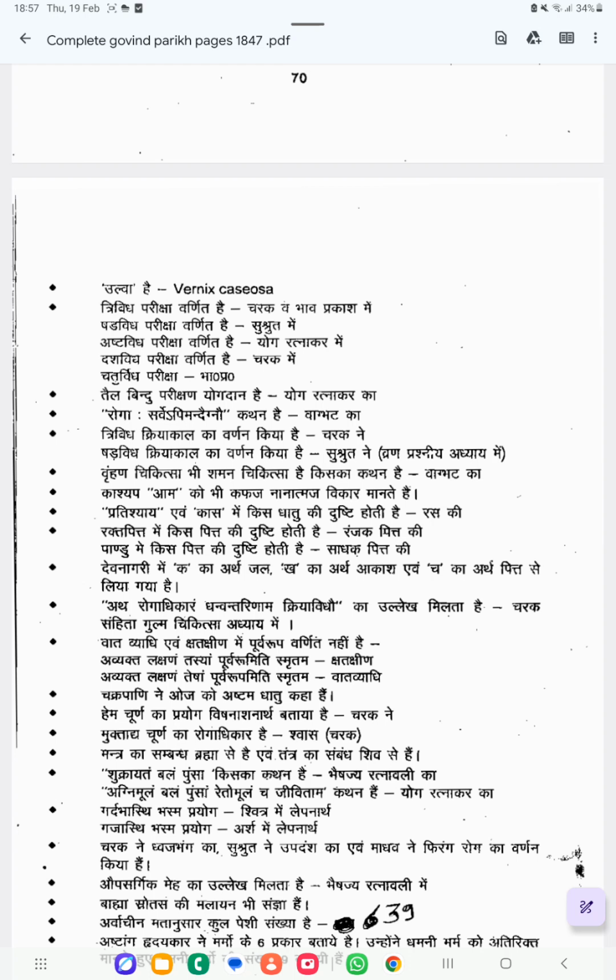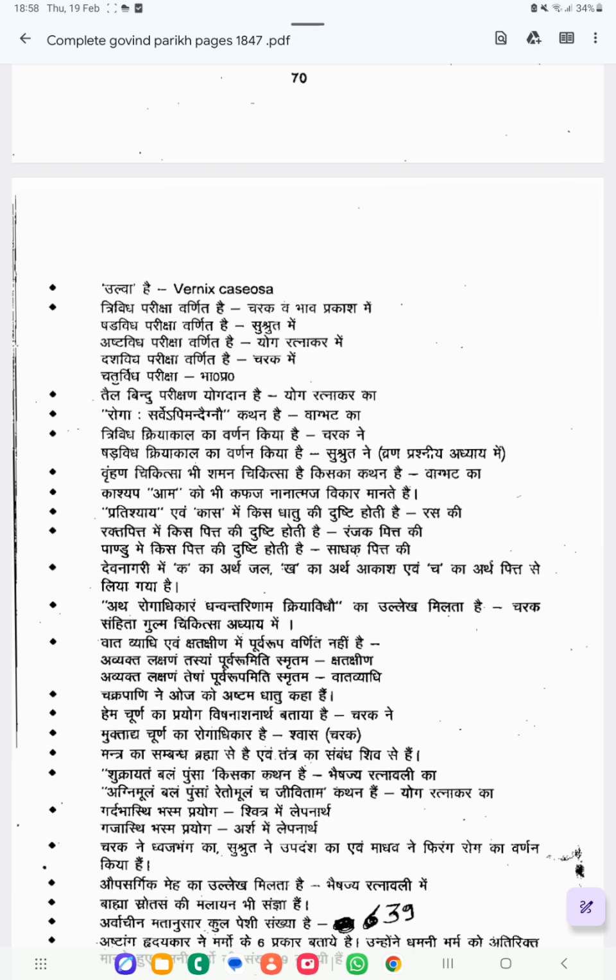So Kashyapa has included Ama. Ama happens because of the Kaphaja Nanatmaja Vikara. Because of Kapha dosha only you get Ama. That's why Ama is considered a Kaphaja Nanatmaja Vikara, as told by Kashyapa.